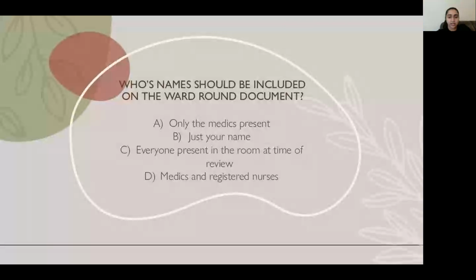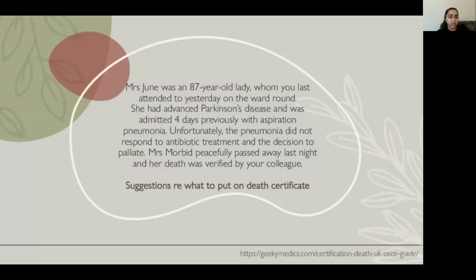So it's good practice to involve everyone for that reason as well. And then this is probably not a poll one or anything like that, but it's just a scenario to speak through. Let me do that. So she's Mrs. June, an 87-year-old lady. You last attended her yesterday. She has advanced Parkinson's, admitted 4 days ago with aspiration pneumonia, and unfortunately it didn't respond to antibiotic treatment, and the decision was to palliate. She died last night, and it was verified. What would you think? Any suggestions about what you'd put on the death certificate? And I'll answer that question in just 1 second. That's being put on there.